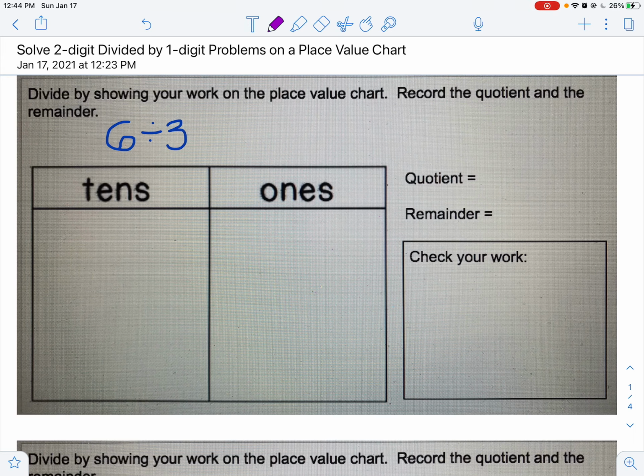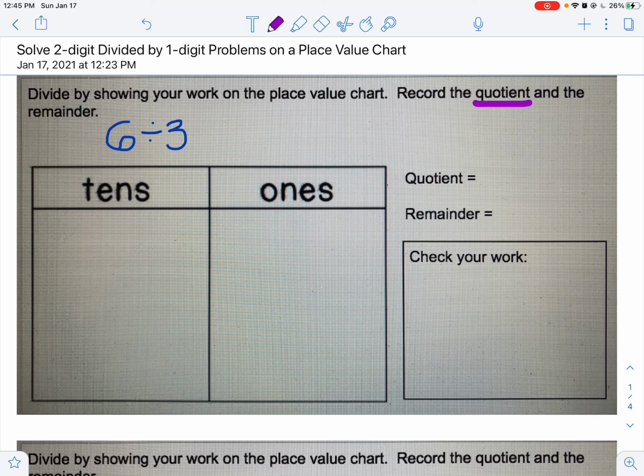I have actually put examples on here to look exactly like your assignment so that what I'm modeling here is exactly what I should see when you complete your assignment. You'll just have different problems. So we're going to divide by showing our work on the place value chart, and we're going to make sure we record the quotient and the remainder. Now, if you don't remember, quotient is the answer to a division problem. So you're going to record your answer to the division problem and the remainder, if there is one.